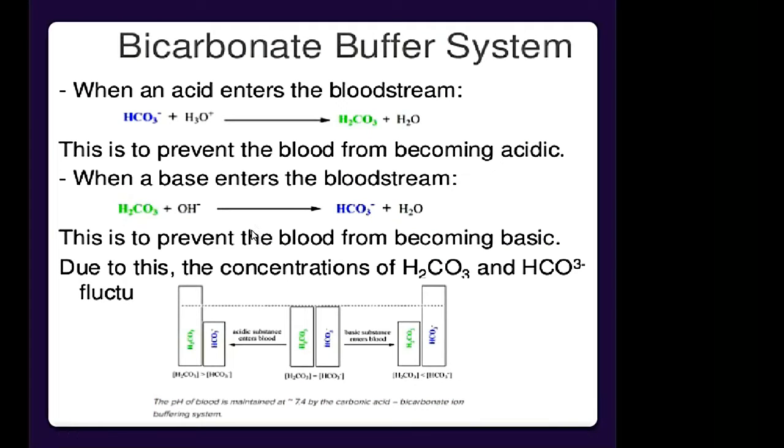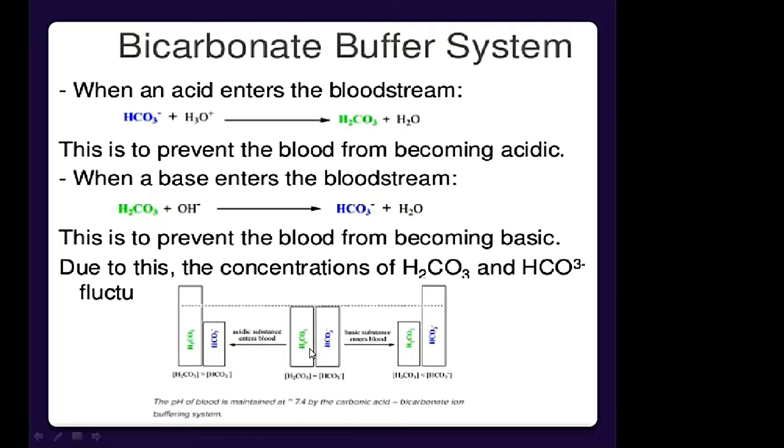Here you can see that the pH of the blood is maintained at 7.4, the neutral pH, that is the normal pH of our blood. It is maintained at 7.4 by the carbonic acid bicarbonate ion buffer system. See, this is that buffer system: H2CO3, HCO3 minus, and acidic substance.